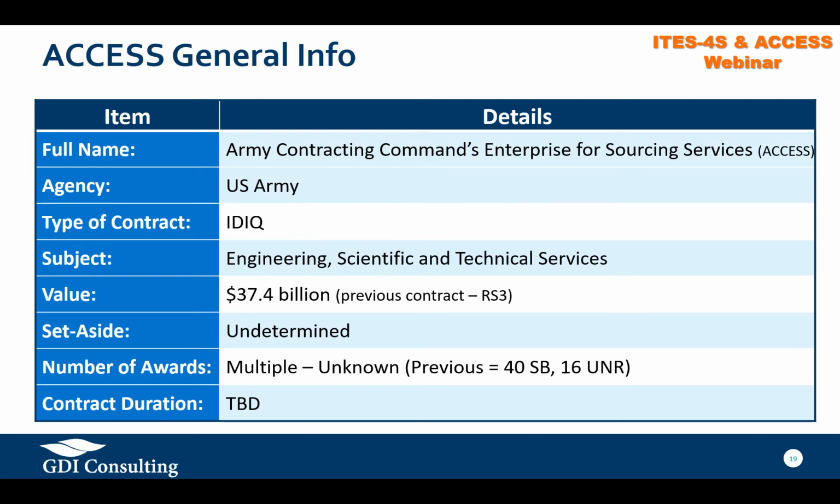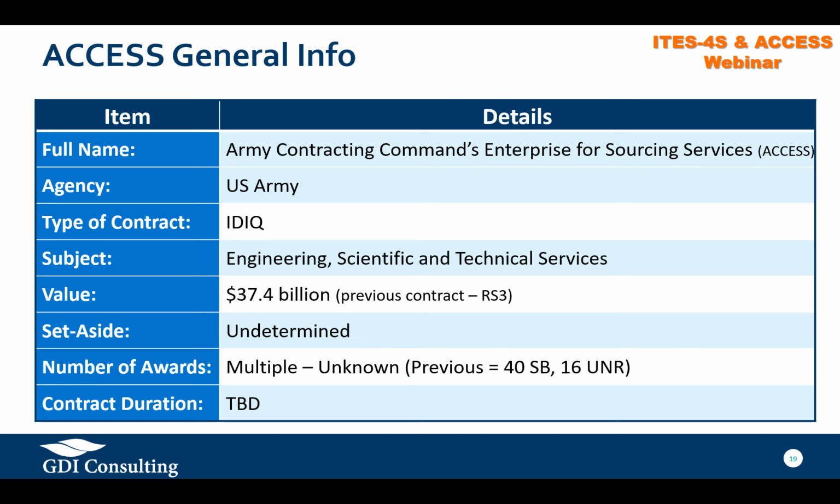ACCESS stands for Army Contracting Command's Enterprise for Sourcing Services, ACCESS. It's an IDIQ, Engineering, Scientific, and Technical Services, $37.4 billion. The previous iteration was called RS3. So don't look for ACCESS. Look for RS3 if you're looking under SAM or under GovWin. It's called RS3. It was the new one.